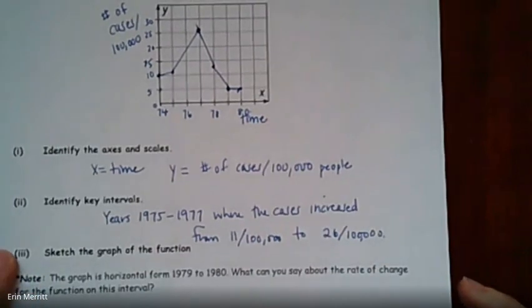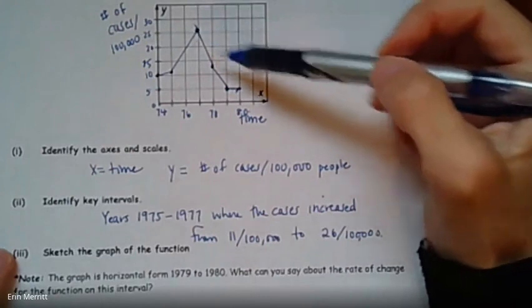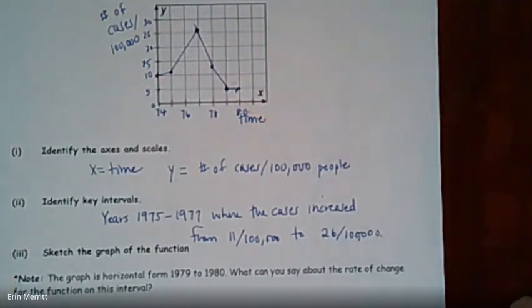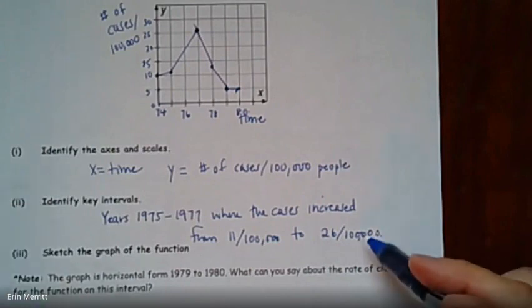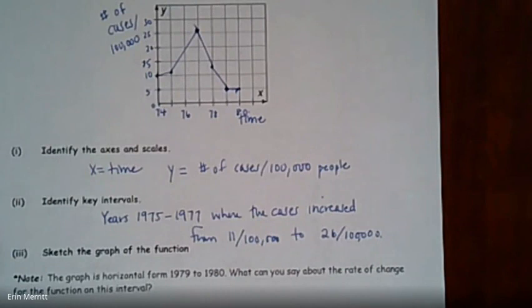But what if we want to be a little happier about it? Another key interval you might be looking at is from 77 to 79. They got it back under control. Right? So key intervals, we could add that one there. I don't have a ton of room, but that's okay. All right. We sketched the graph already.